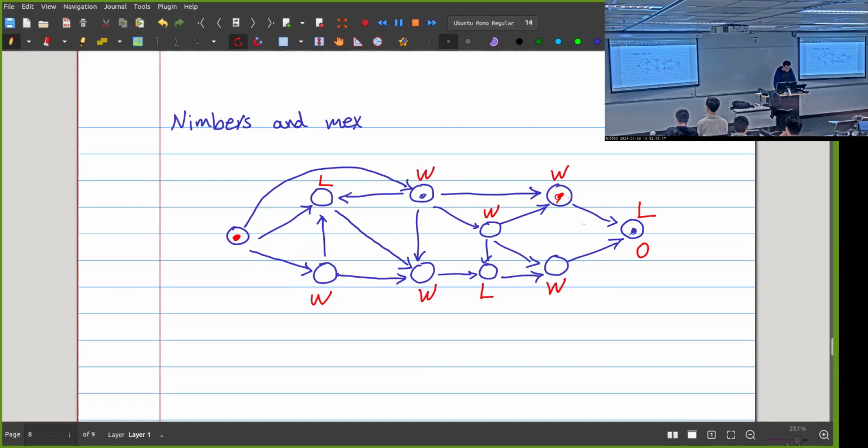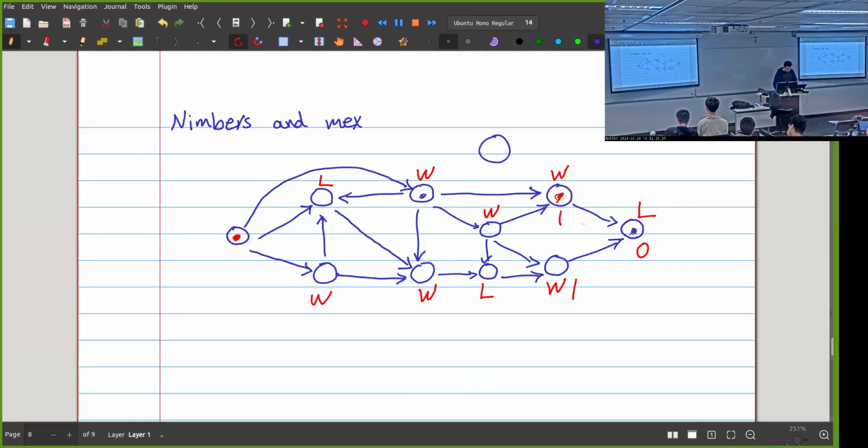Now, let's look at this vertex. This vertex has an edge that can go to another vertex that had a number of 0. So if you go back to NIM, what is a number that you can turn into 0 and only to 0 in one move? It's 1, right? So I'm going to say this one has a number of 1. And similarly, this one has a number of 1.